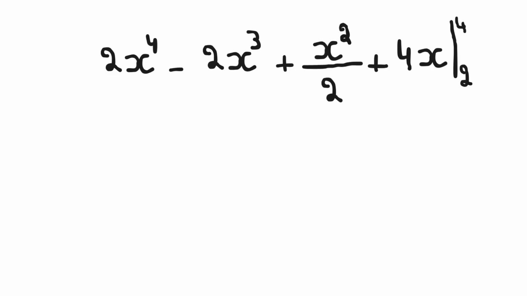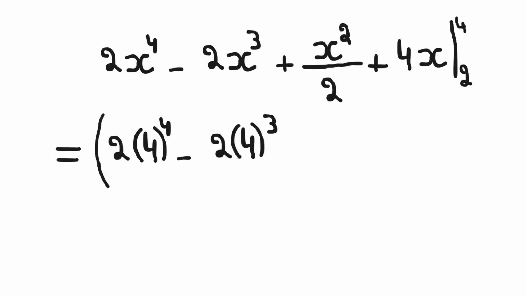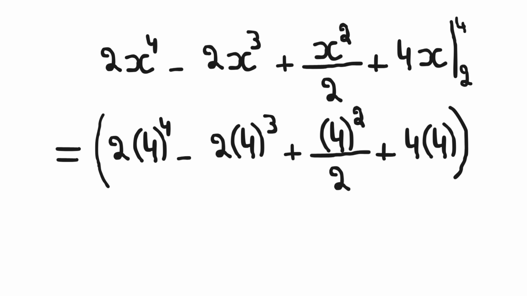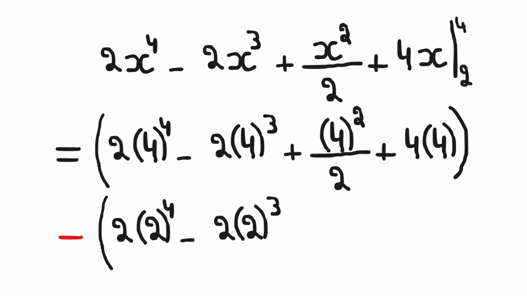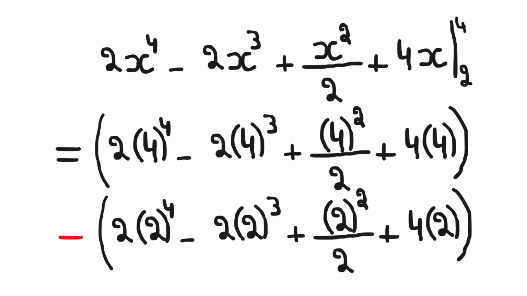Now we replace x by the boundaries and we will get 2 times 4 to the power 4 minus 2 times 4 cubed plus 4 squared over 2 plus 4 times 4, minus 2 times 2 to the power 4 minus 2 times 2 cubed plus 2 squared over 2 plus 4 times 2.